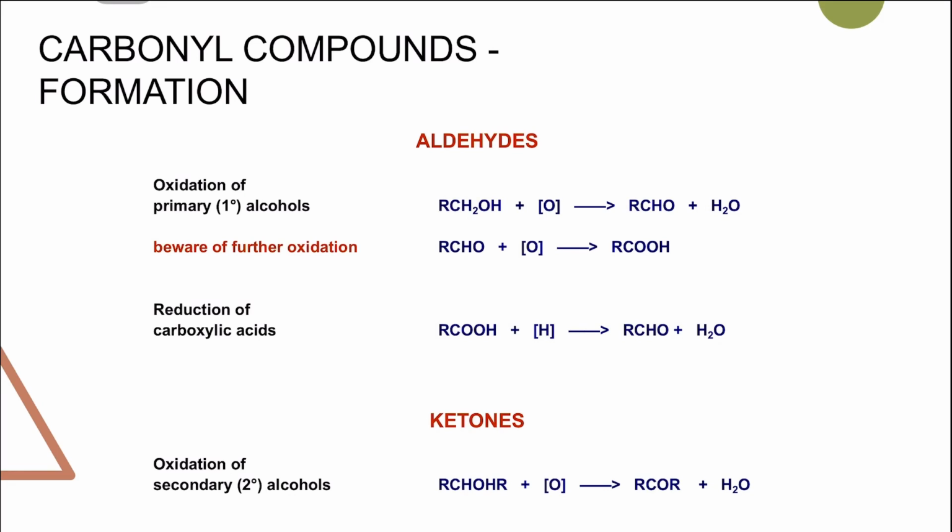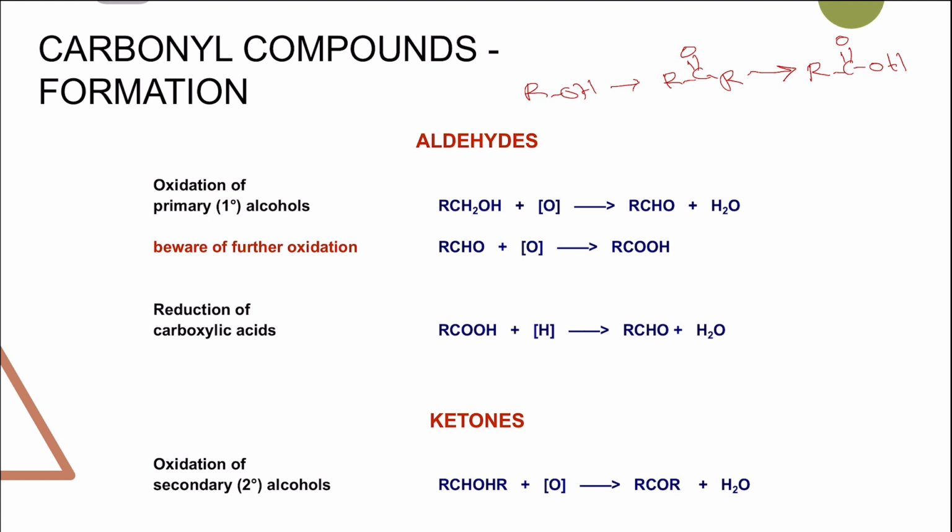Now talking about the formation of the carbonyl compounds. I want you always to remember that there is a relation between alcohols, carbonyl compounds, which have either a hydrogen or an alkyl group, and carboxylic acids. So what is the relation between these three? Each one represents a different oxidation state of the other one.